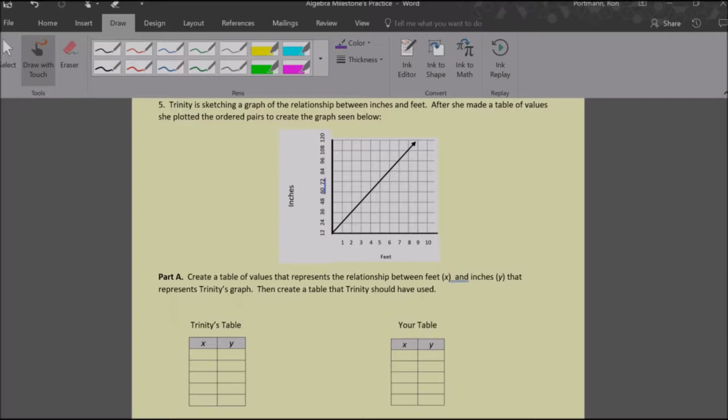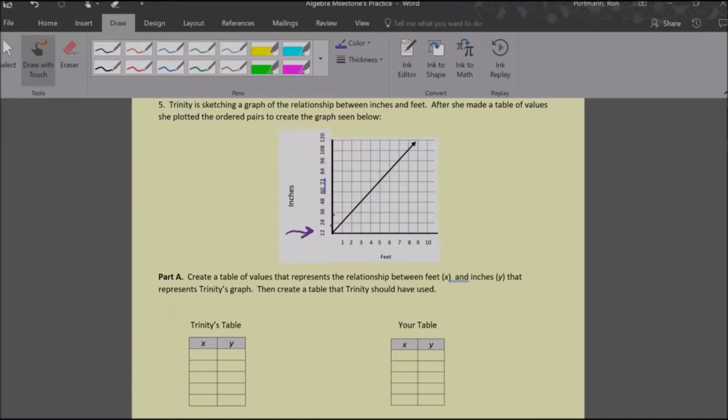Then create a table that Trinity should have used. That is implying that this graph is wrong, like she did something wrong when she was doing inches and feet. So if you notice, what she did wrong here is she started on the y-axis at 12. You can't start here at 12. This has to be 0. This bottom line has to start at 0. And then the next line up could be 12 and this could be 24. It's fine that you're going by 12s. You just can't start at 0 and say that that's 12.